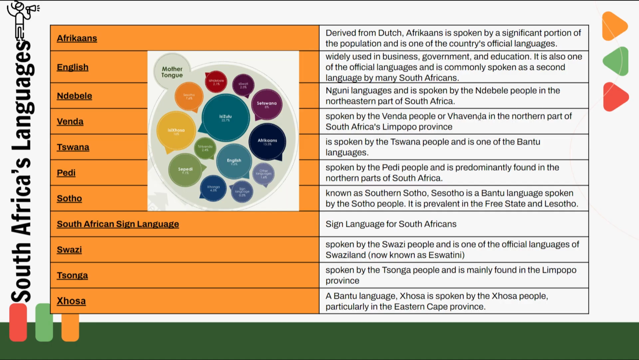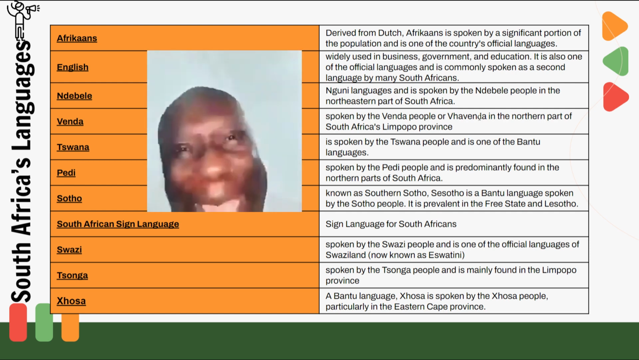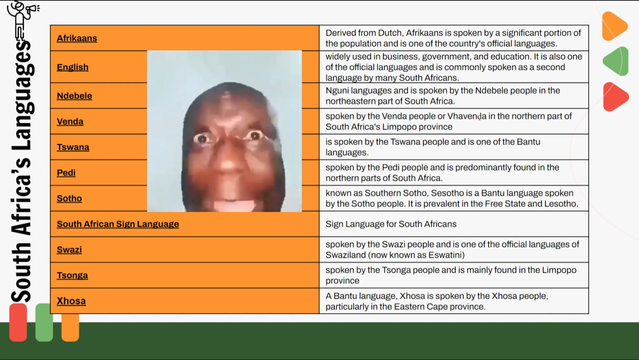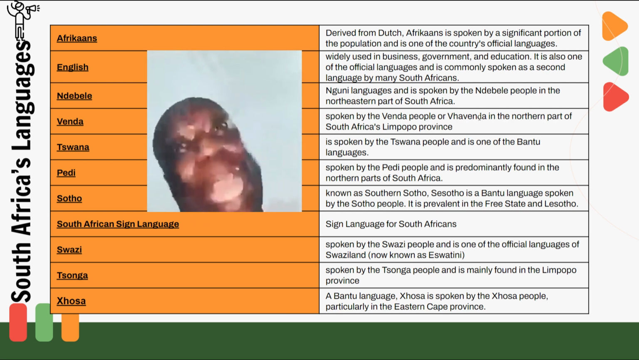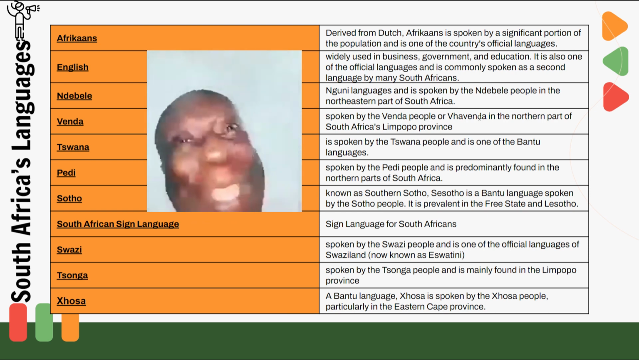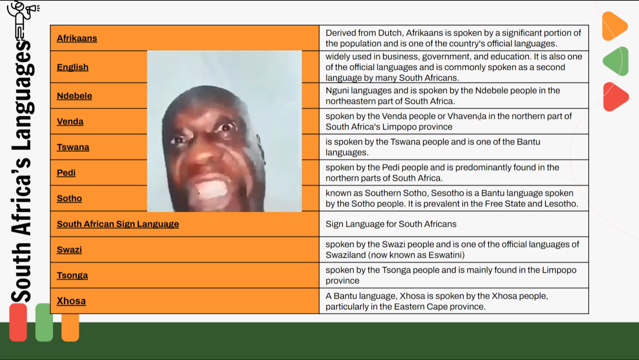South Africa has a variety of languages, but 11 official languages, those consisting of Afrikaans, English, Ndebele, Venda, Tswana, Pedi, Sotho, South African Sign Language, Swazi, Tsonga, and Xhosa.